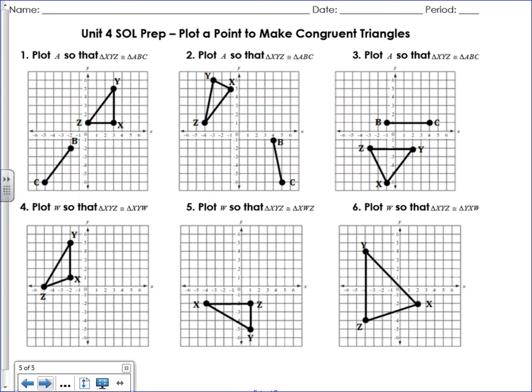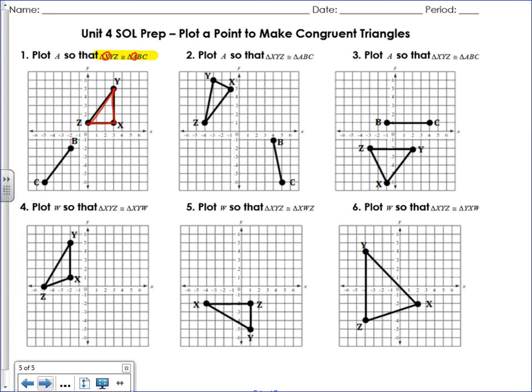So for plotting a point, you have to make sure you do as much as you can with your congruence statement because it will really help a lot. It says to plot A, so I'm going to circle A, and I'm also going to circle X because however X is working in this top triangle, that's how A should work.